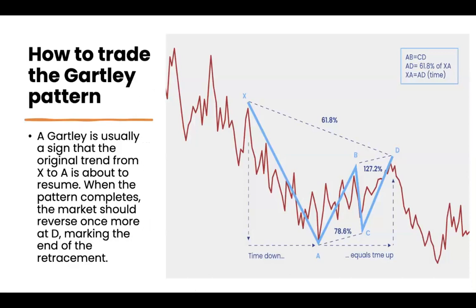Now, a Gartley is usually a sign that the original trend from X to A is about to resume. Please don't forget that this is what it means. Now, when the pattern completes, the market should reverse once more at point D, marking the end of the retracement.